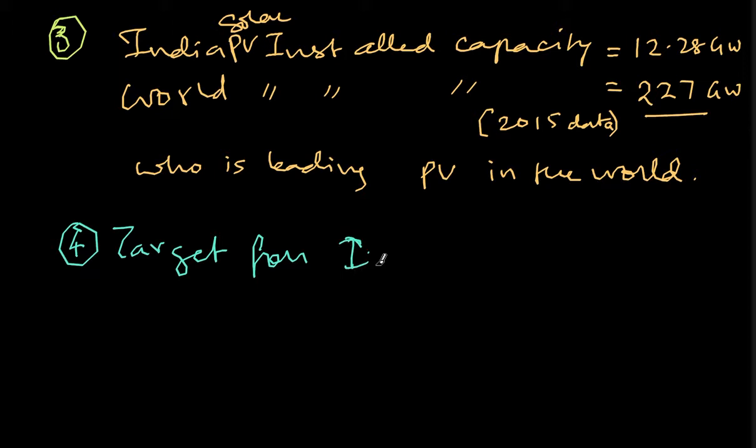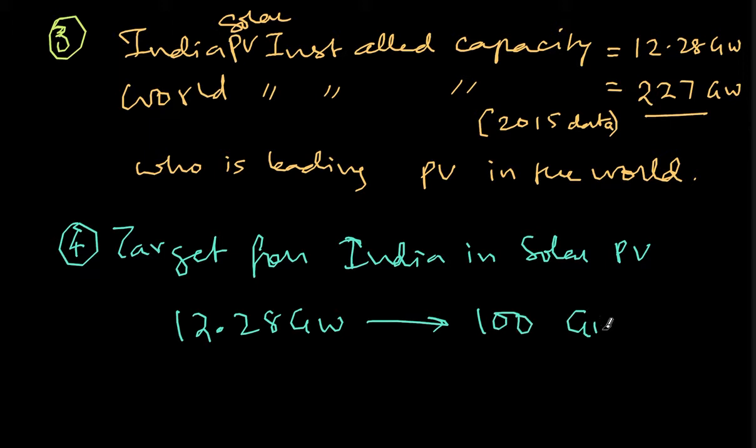In solar PV, right now it is 12.28 gigawatts, and the target is 100 gigawatts. So this is 2017 and this will be 2022. So this is the target. Now the question is, is this achievable?